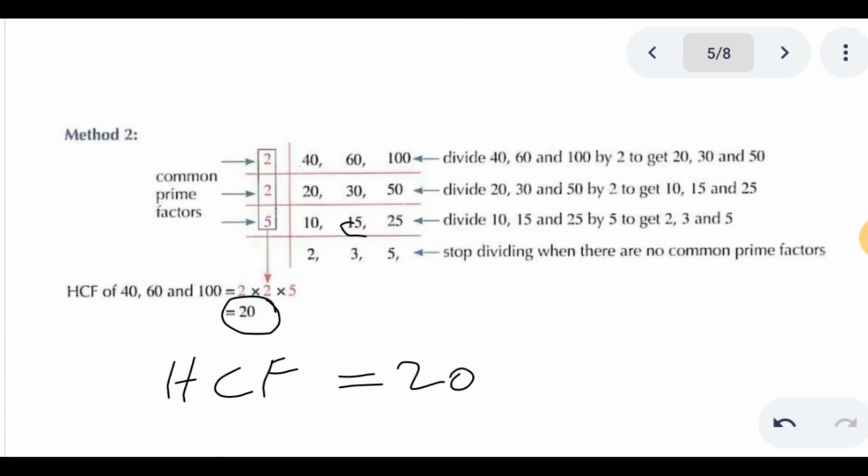So you see, this is the easiest method to find the HCF of any numbers, either two numbers or three numbers.